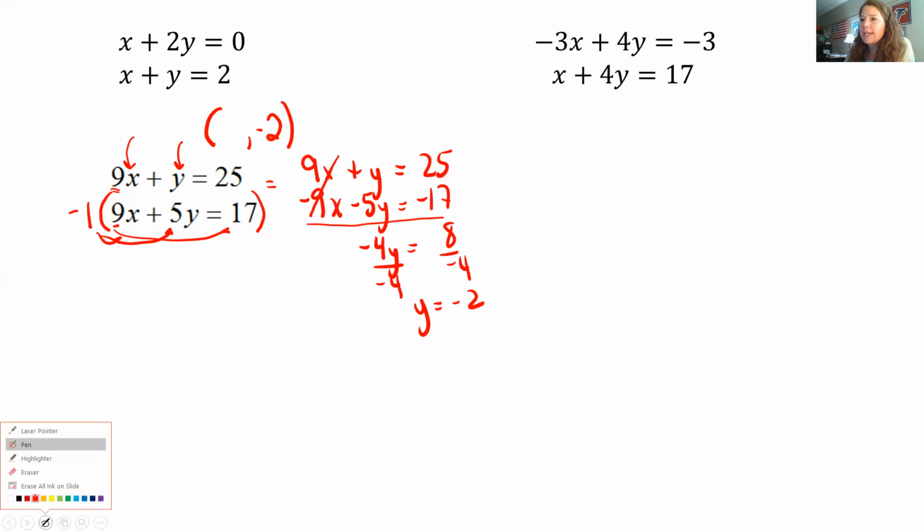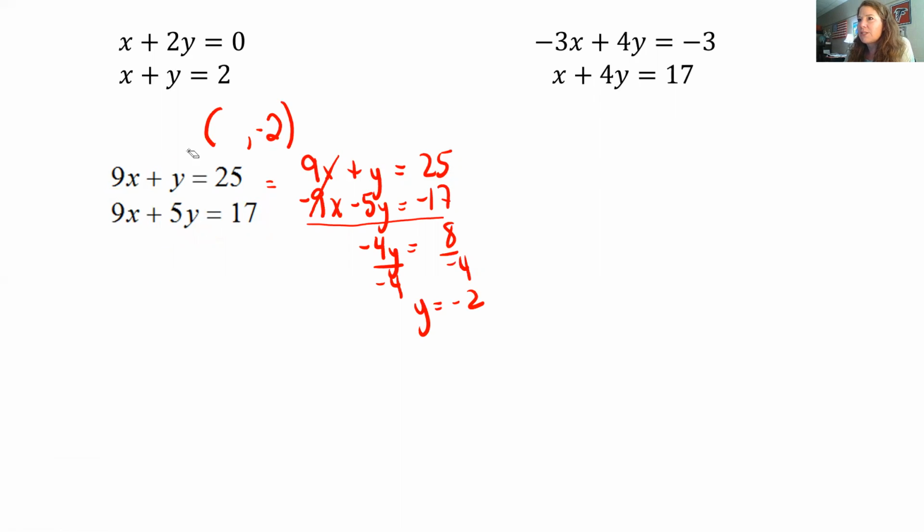Well, if I plug in -2 into either one of the equations, I'll use the top one. It just looks easier or more simple, I guess. So I have 9x plus y, where y is -2, equals 25. When I add 2 to both sides, I get 9x equals 27. And when I divide by 9, I get x is equal to 3.